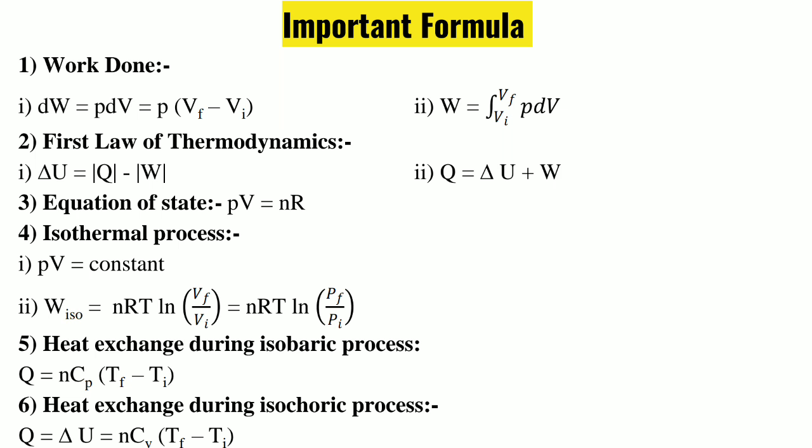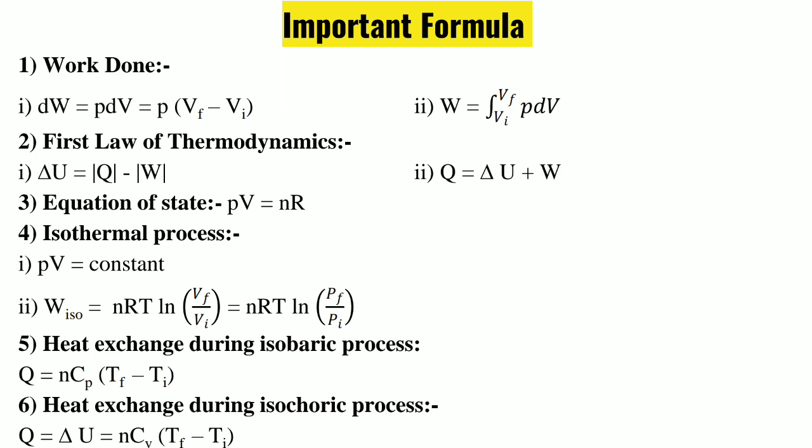So with the help of Boyle's law we get PV equal to constant. Work done in an isothermal process is equal to nRT log (Vf by Vi), which is equal to nRT log (Pi by Pf). The first formula denotes that volume is changing; the second formula denotes that pressure is changing. Heat exchange during an isobaric process: isobaric means pressure remains constant. It is denoted by Q is equal to n Cp (Tf minus Ti).